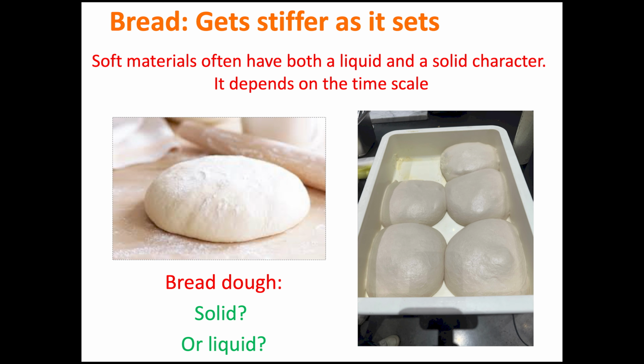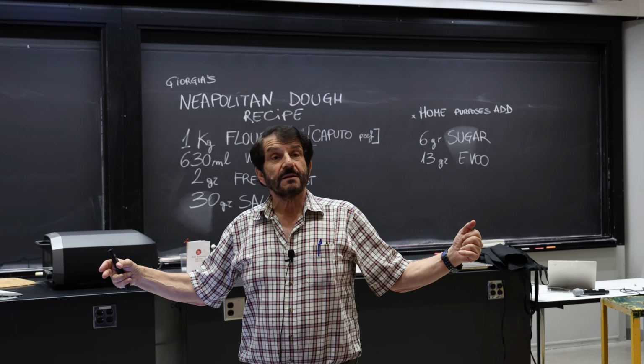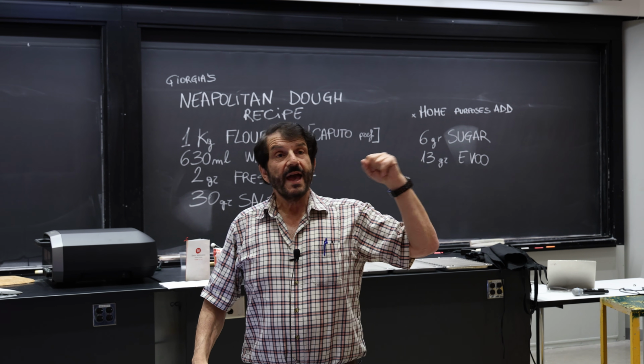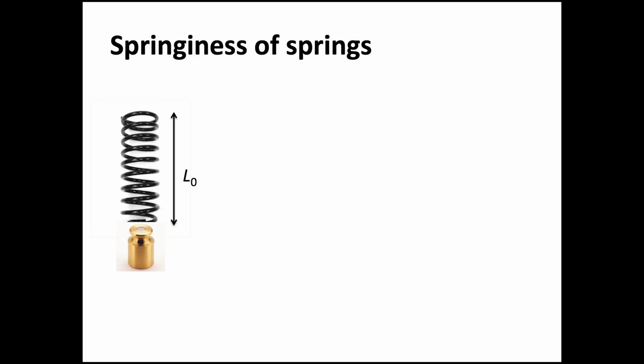So what do we call that? It's not a liquid because it doesn't flow everywhere, but it's a viscoelastic material, something that has both liquid and elastic properties. But this week we're going to talk mainly about the elastic properties.